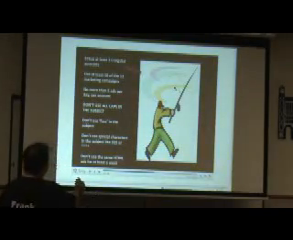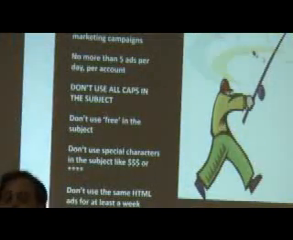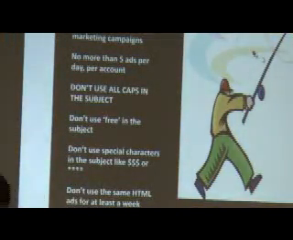No more than 5 ads per day per account. Don't use all caps in the subject. Don't do that. Okay, because that'll get me more attention, Frank. Yeah, it'll get you more attention from the Craigslist community. You don't want that. They'll start flagging you. Don't use free in the subject.